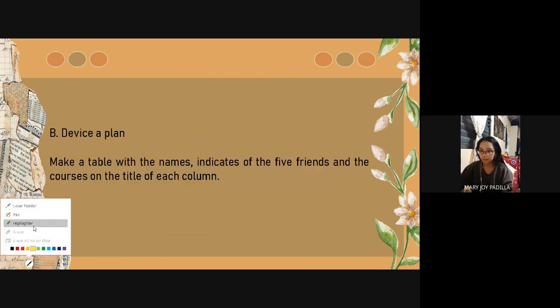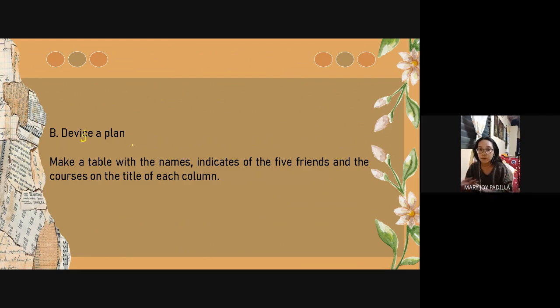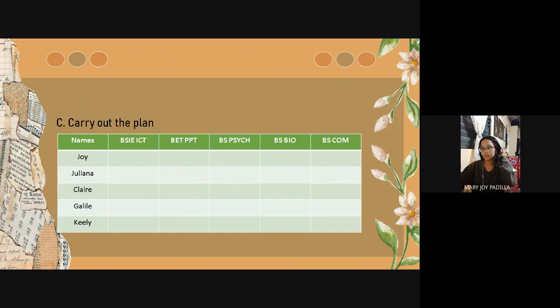Mali ang aking spell. S po ito. Yan. Devise a plan, o magagawa tayo ng plan. So, make a table again with their names, with the five friends' names. And then, ilalagay natin ang courses nila sa taas, title of each column. So, ganyan po. So, paano natin siya makukuha?